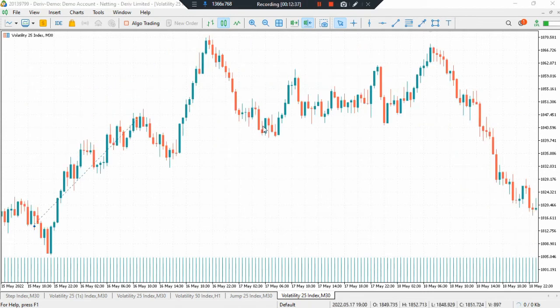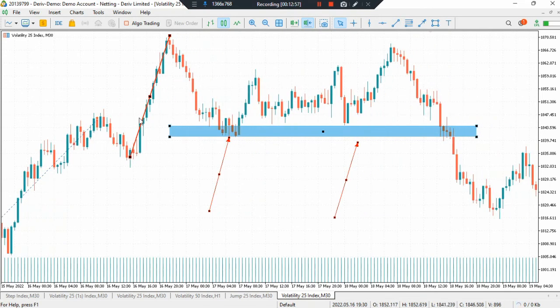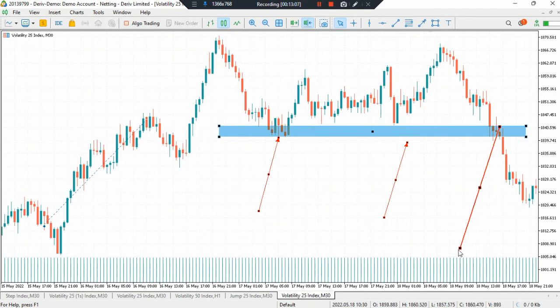Okay, so guys, if you check here we have this area. You can see it was touched here and it was touched here. So for our target, we are using this first impulse to the upside, or we can use the second. It's okay, let me use the second one. Then you can take it, put it around here. Okay, I'll do it like this.